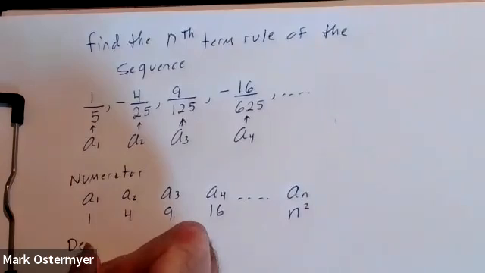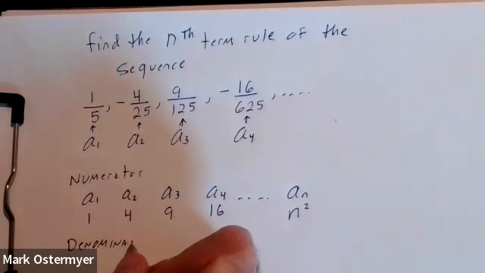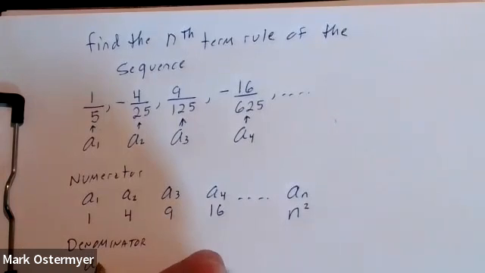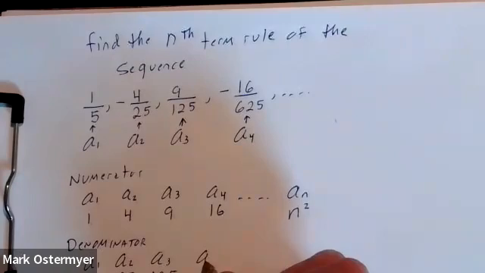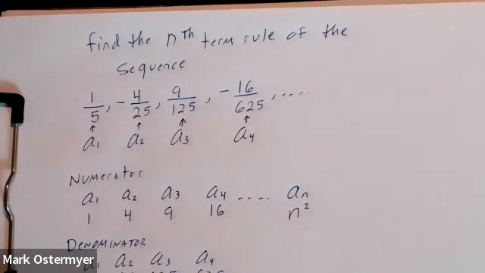Now let's look at the denominator. The denominator of the first term is 5. The denominator of the second term is 25. The denominator of the third term is 125. And the denominator of the fourth term is 625. We notice that all these denominator terms are multiples of 5. And in fact, upon further thought, you can see that each denominator is a power of 5.